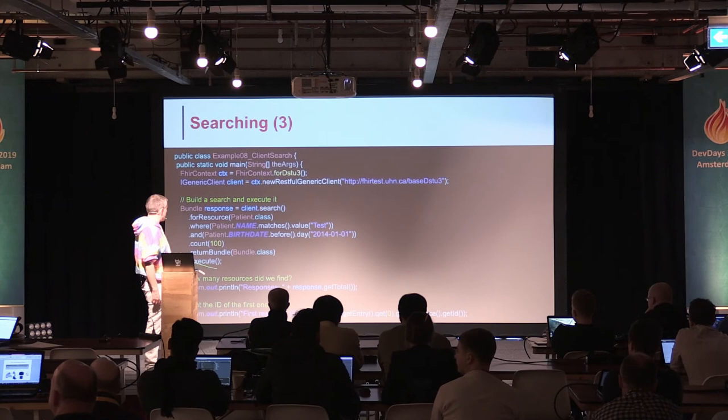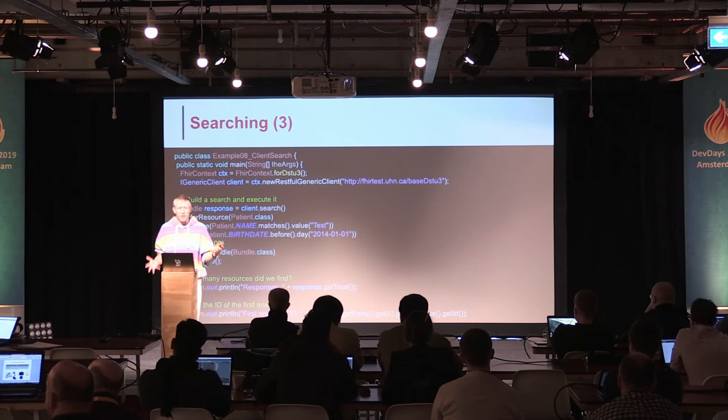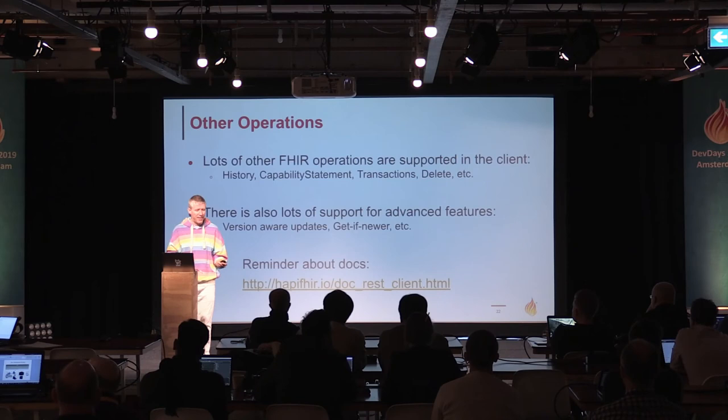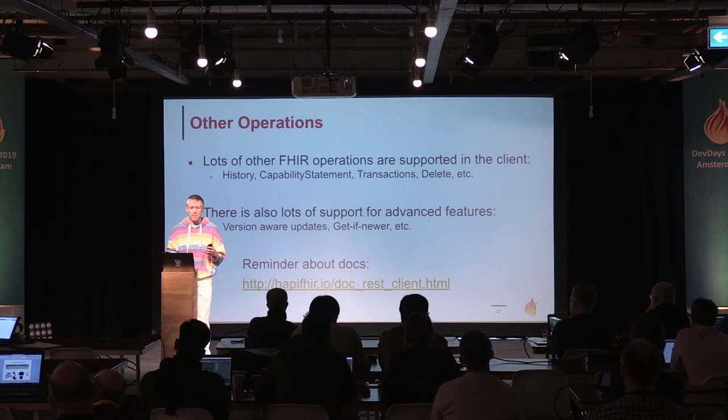I realize this is a great big blob of text, and with the way the client works, when you're first starting out you'd be forgiven for wondering, how do I do the specific thing I'm after? I will point out, there are examples of everything at the link I've got here. There are just tons and tons of code samples on the HAPI FHIR website that go through how I would do a version-aware update or a conditional create or whatever crazy feature of FHIR you're trying to use. There are things in the client that cover all of those.